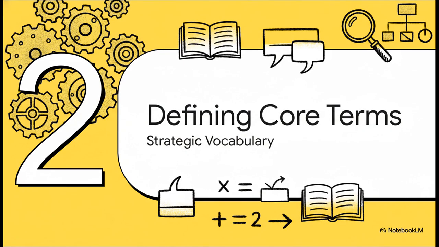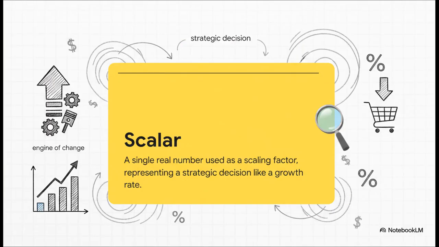Now, let's establish the precise vocabulary we'll be using. Mastering these terms is absolutely fundamental. In the world of business mathematics, using the right language isn't just about sounding smart, it's about ensuring clarity and avoiding very expensive misunderstandings. First, the scalar itself. So what is it? Well, it's a single real number that acts as our scaling factor. But in a business context, it's much more than just a number. It's the engine of the change we want to implement. It could be a growth rate, a price adjustment, a budget cut percentage. It's the strategic decision distilled into one powerful figure.